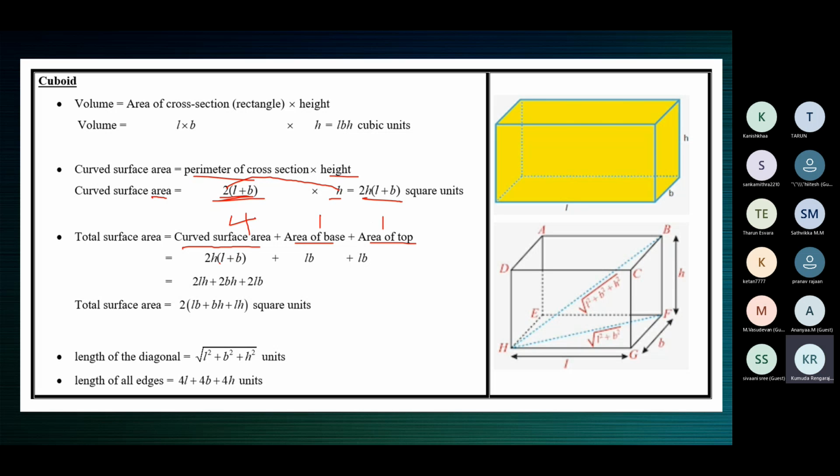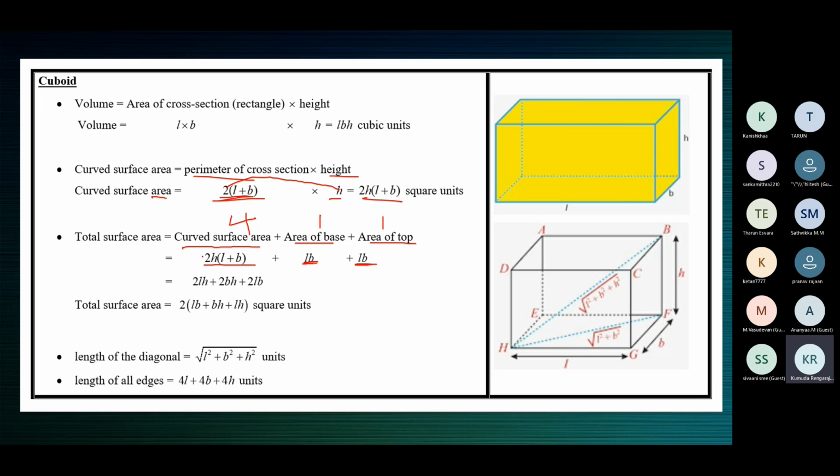So the curved surface area is 2H into L plus B. Area of the base, rectangle. The base is a rectangle. What's the area? L into B. The top is also a rectangle. The top of the cuboid is a rectangle whose area is L into B.